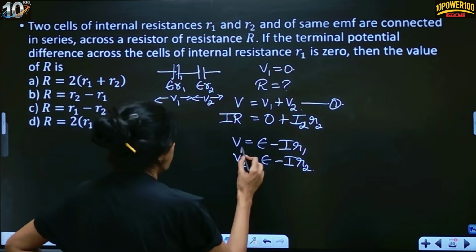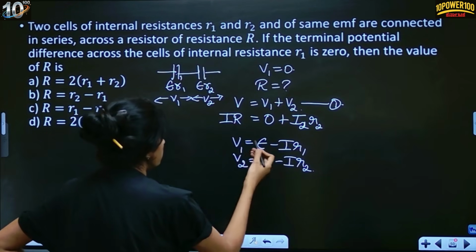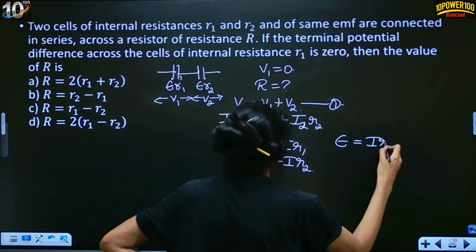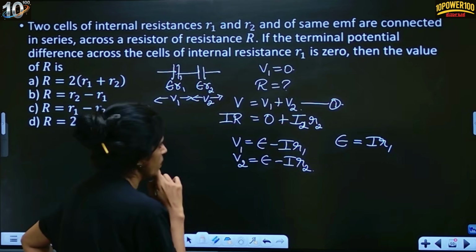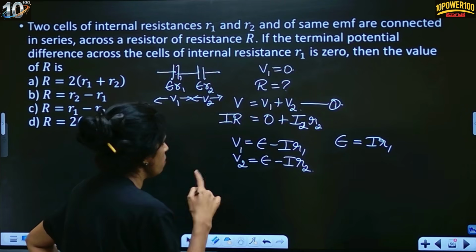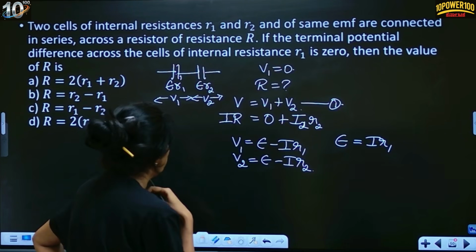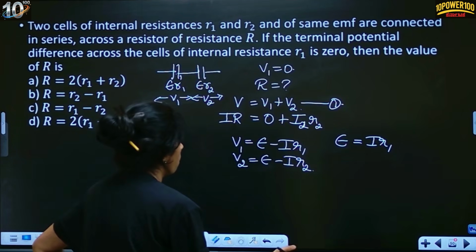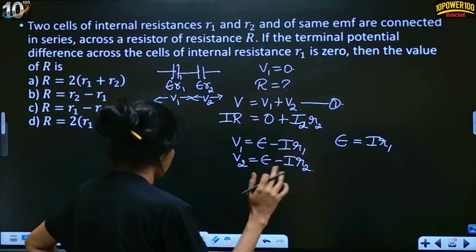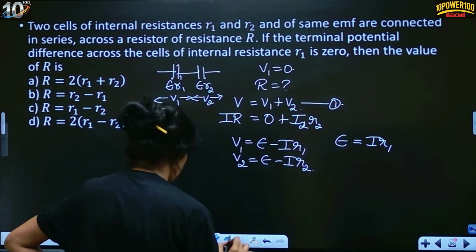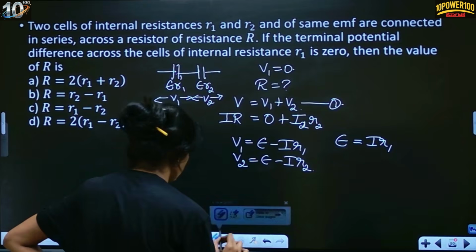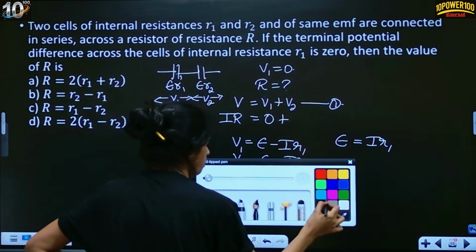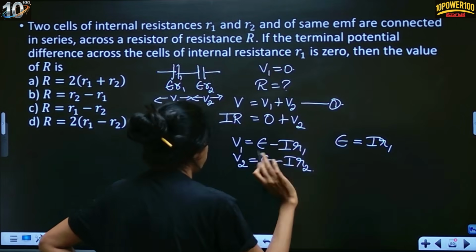Since V1 is 0, you will get EMF as I times R1. I'll not take V2 directly as before, I'll keep it as V2 itself. Now it will be fine.